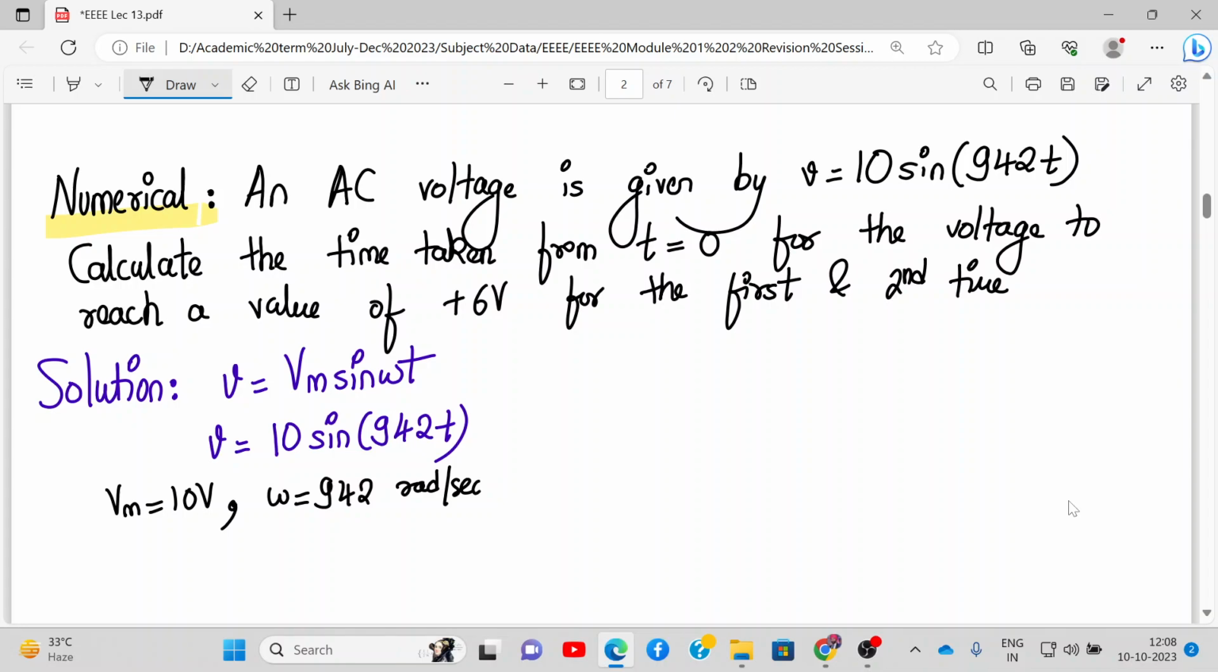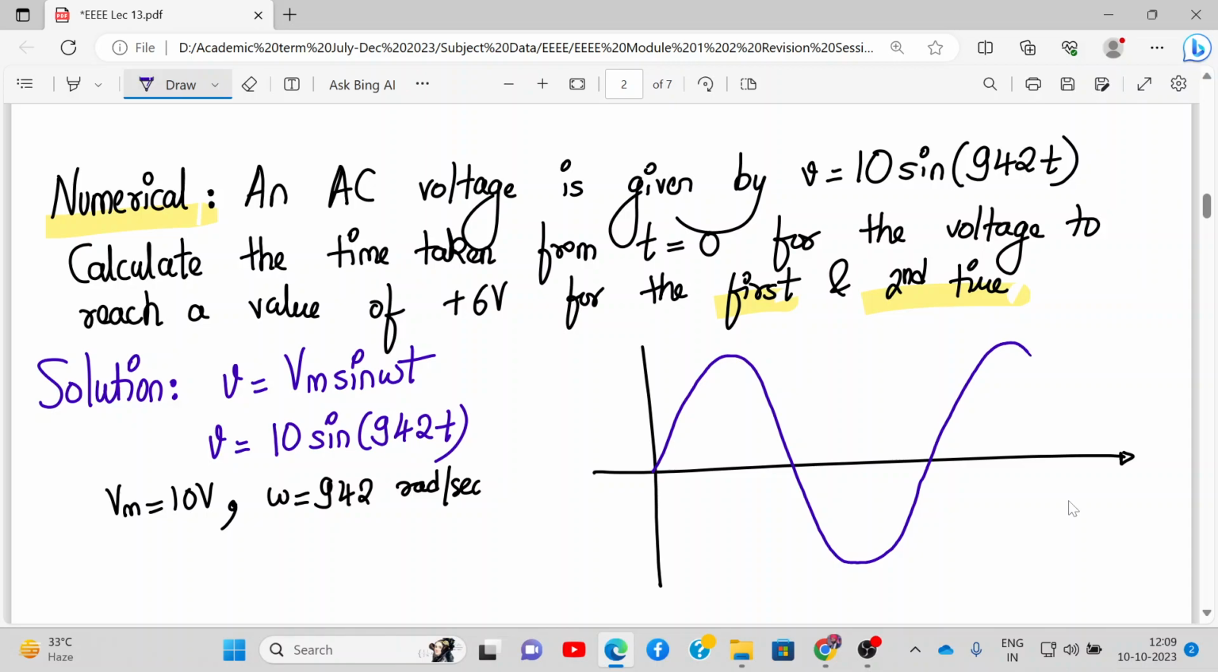Now what we need to calculate, listen carefully. We need to calculate the time taken from t equal to 0 for the voltage to reach a value of plus 6 volts for the first and the second time. Alright, now let me explain it to you diagrammatically. So let me draw an AC waveform over here. So this is my AC waveform. Alright, x-axis is omega t. This is V. This maximum value is plus 10 because here Vm is 10. This will be minus 10 volt. Alright. Now this is 0 and the maximum is 10.